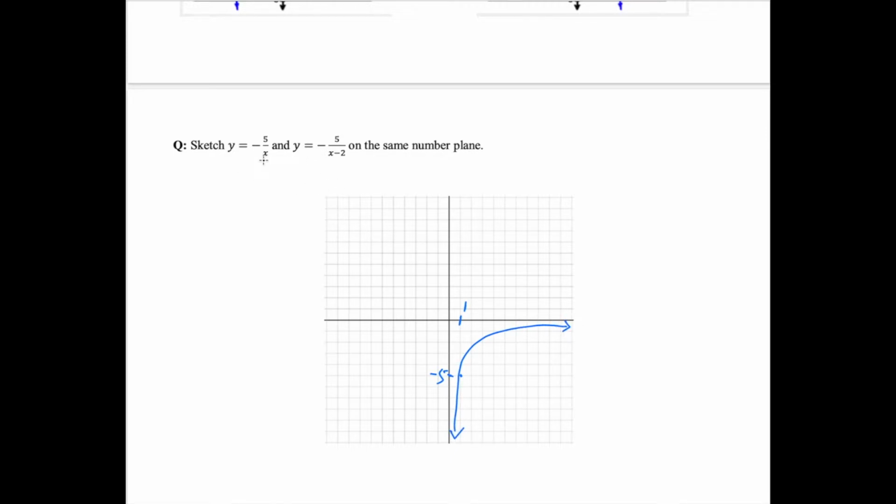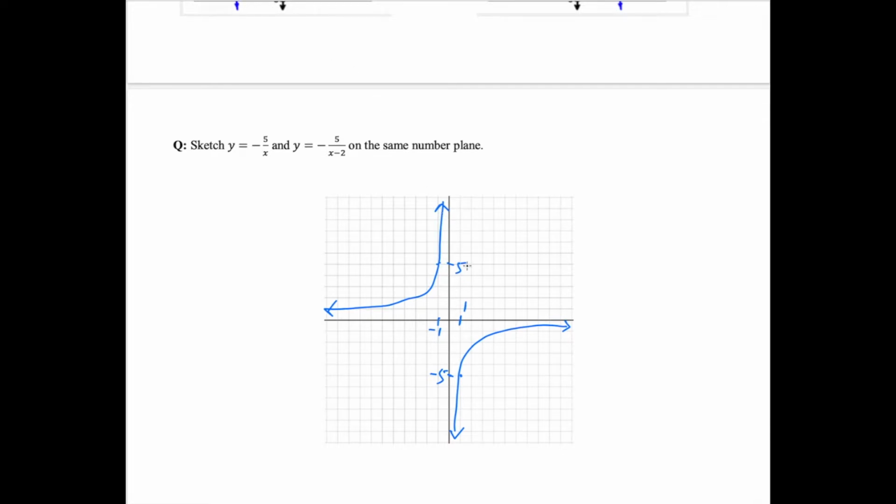And when x equals, say, minus 1, y is equal to 5. Okay. So this is the other point. Now to draw the next graph, I'm going to use a different color pen. So this is the hyperbola that's shifted right 2 units, right? So that means that the asymptote is going to be x equals 2.